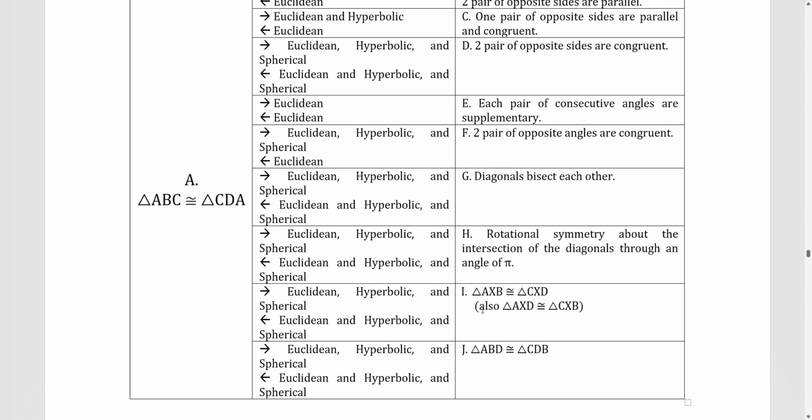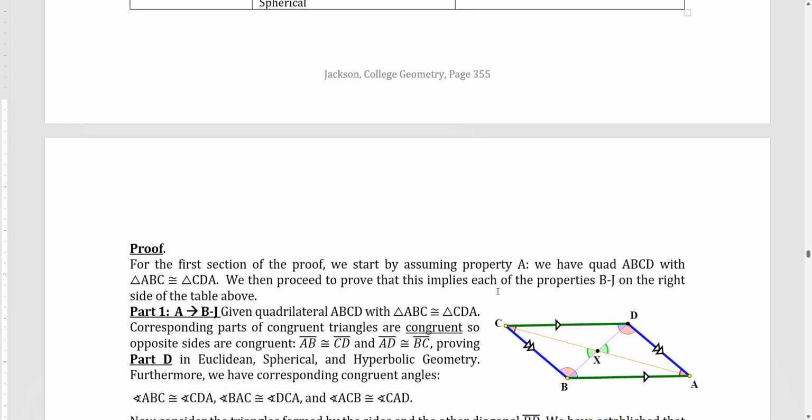We have two pairs of little triangles when we take both diagonals. Triangle AXB is congruent to triangle CXD. Triangle AXD is congruent to triangle CXB. And then if we look at the other diagonal, forget the first diagonal, we get triangle ABD congruent to triangle CDB. These are all true in Euclidean geometry, and most of them are true in the other geometries as well, just a couple of exceptions.